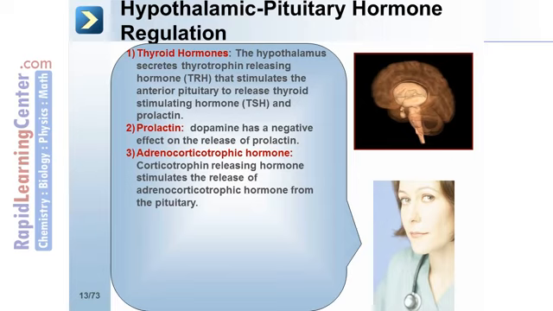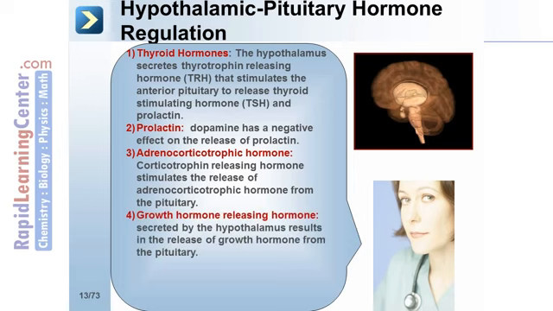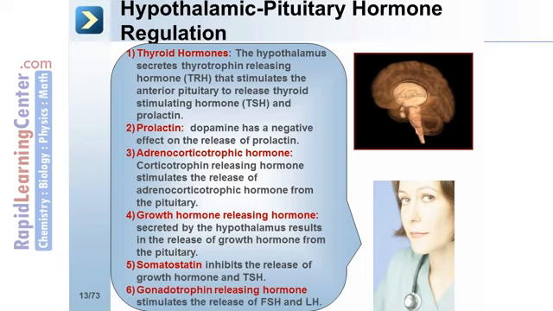Adrenocorticotropic hormone, or ACTH. Corticotropin-releasing hormone stimulates the release of adrenocorticotropic hormone from the pituitary. Growth hormone-releasing hormone secreted by the hypothalamus results in the release of growth hormone from the pituitary. Somatostatin inhibits the release of growth hormone and TSH. And gonadotropin-releasing hormone, or GnRH, stimulates the release of FSH and LH.